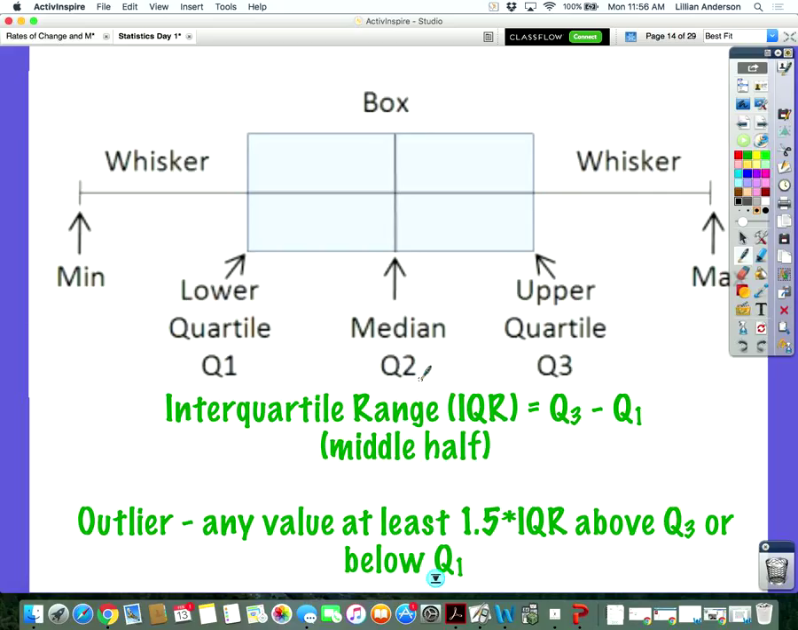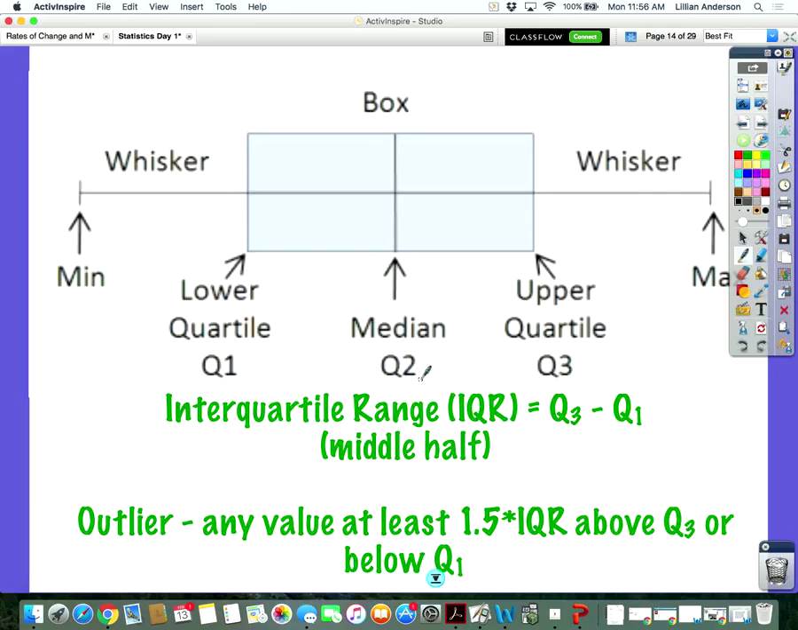Okay? There's such a thing called your interquartile range, very different from your normal range. For the normal range, you just subtract the min from the max, but for the interquartile range, you subtract Q1 from Q3. That is basically the middle half. That is where 50% of your data lies.